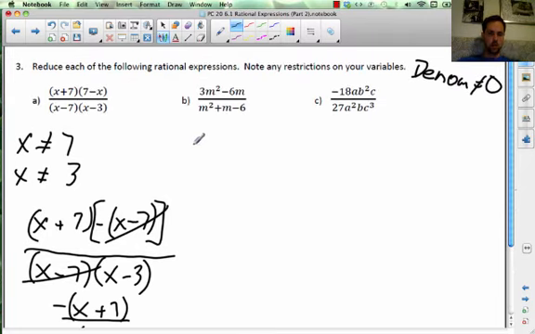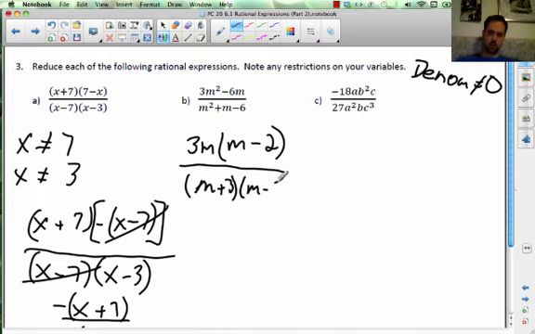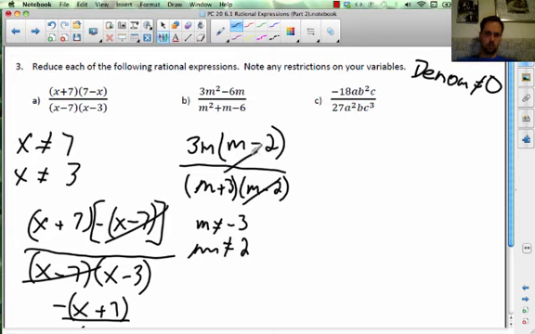This one, factoring flowchart: take out a greatest common factor first. And then on your denominator, use your difference of squares, so m plus 3 times m minus 2. Restrictions: m can't be minus 3. m cannot be positive 2. And bang, bang, those cancel off. And we're simply left with 3m over m plus 3.